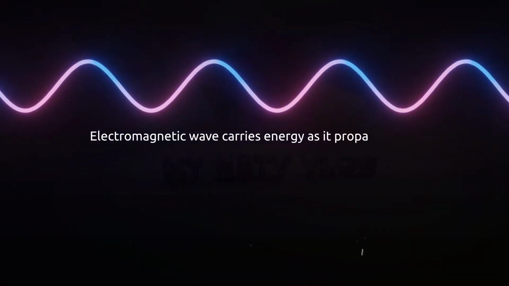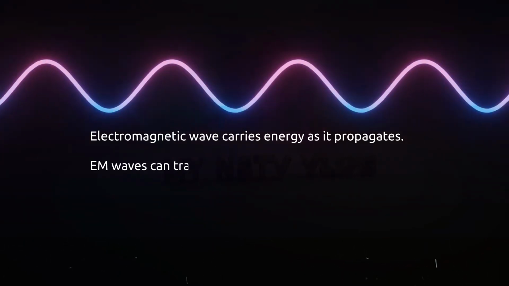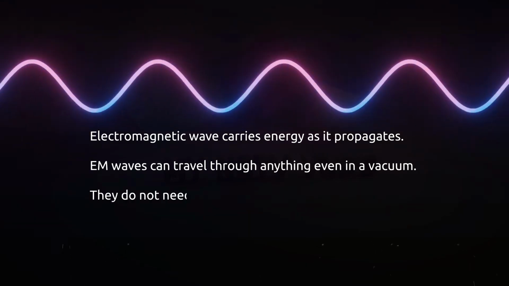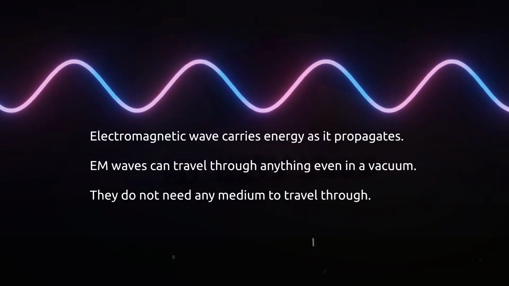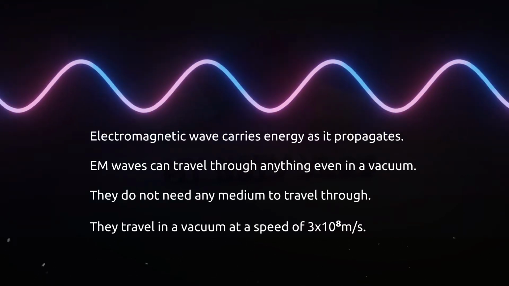Electromagnetic wave carries energy as it propagates. EM waves can travel through anything, even in a vacuum. They do not need any medium to travel through. They travel in a vacuum at a speed of 3 times 10 to the 8 meters per second.